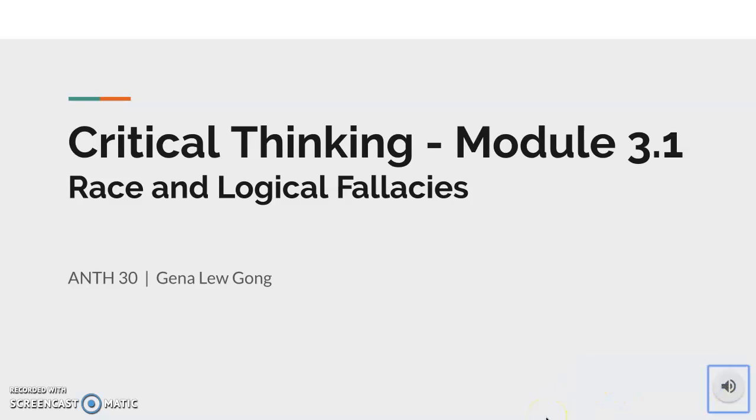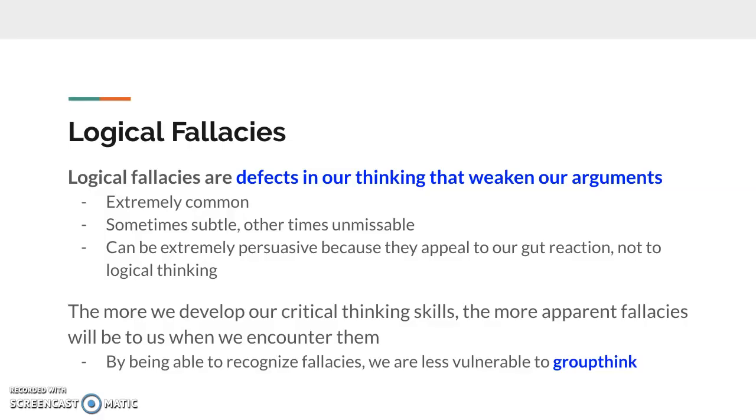So this is continuing in Module 3. I just called it Module 3.1 because we're just continuing on the same topic that we talked about last time, race and logical fallacies. We're going to go a little bit into a little more detail about race as a logical fallacy, and we're also going to look at an article, actually a couple of articles that talk about this. So this should look familiar to you because we talked about this last time.